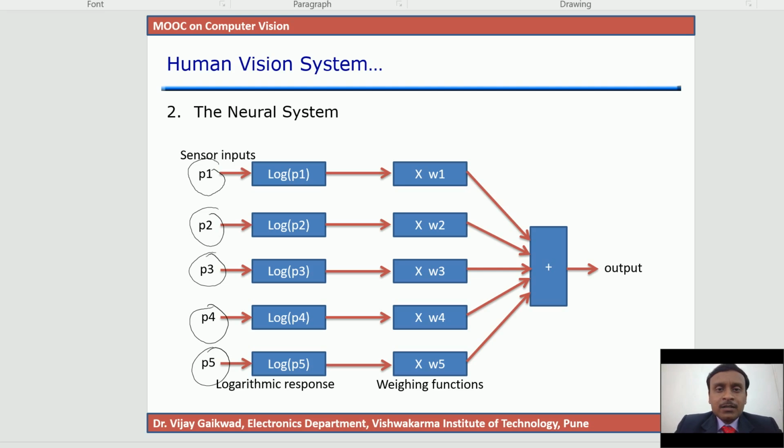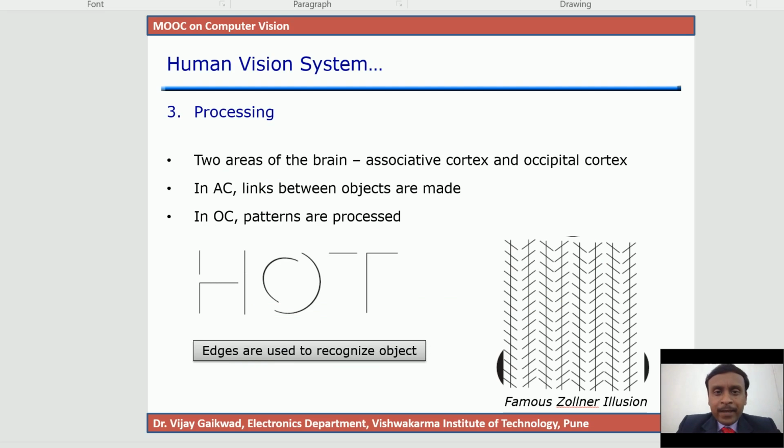The human vision response is a logarithmic response, and this response is then scaled up and down by a suitable weight. So here the output of log P1 is given to weight W1. W1 is the weight associated with information signal P1, or sensor input P1. So either P1 is uplifted or downlifted in value, or it remains the same. Similarly, there are multiple weights assigned to every sensor input, and finally all these logarithmic responses with their weights are summed up together to provide the final response of the eye.